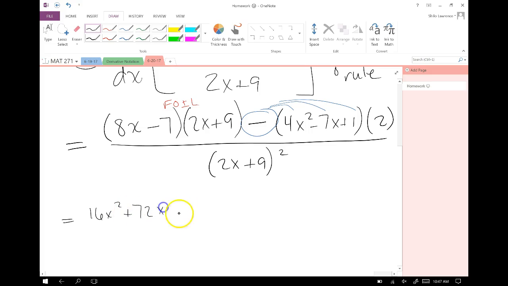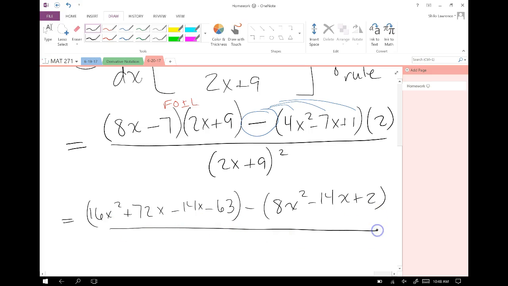Plus 72x minus 14x minus 63. And for now, I'm just going to distribute the 2. And then in the next step, I'll distribute the minus. If you find yourself making a lot of careless mistakes, then you might want to slow down the number of steps you're trying to do at a time. Okay? So I'm not going to distribute the 2 and the negative at the same time. I'm just going to distribute the 2 for now. So that's 8x squared minus 14x plus 2. And now I can get rid of those parentheses if I distribute the minus.